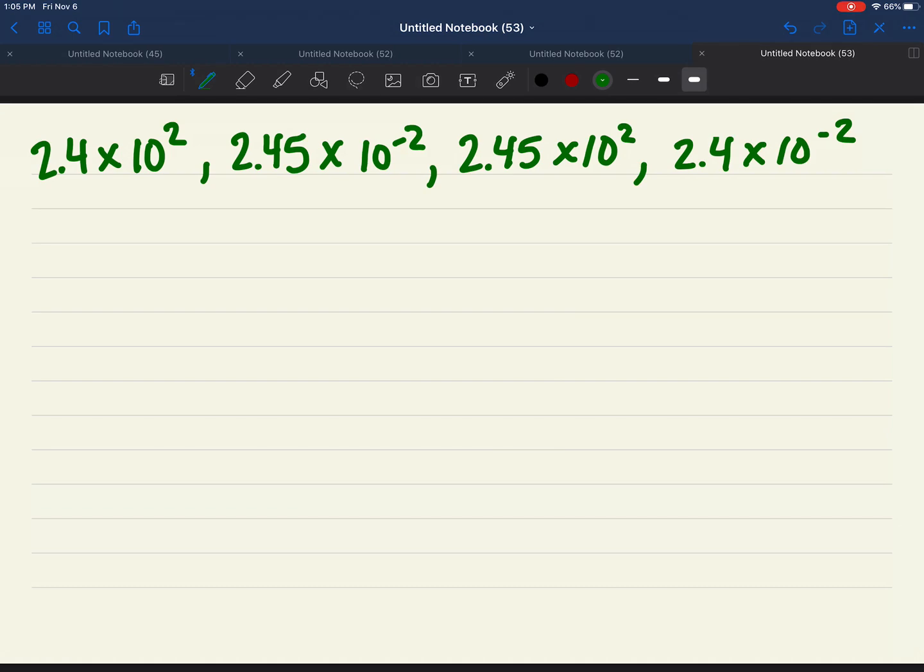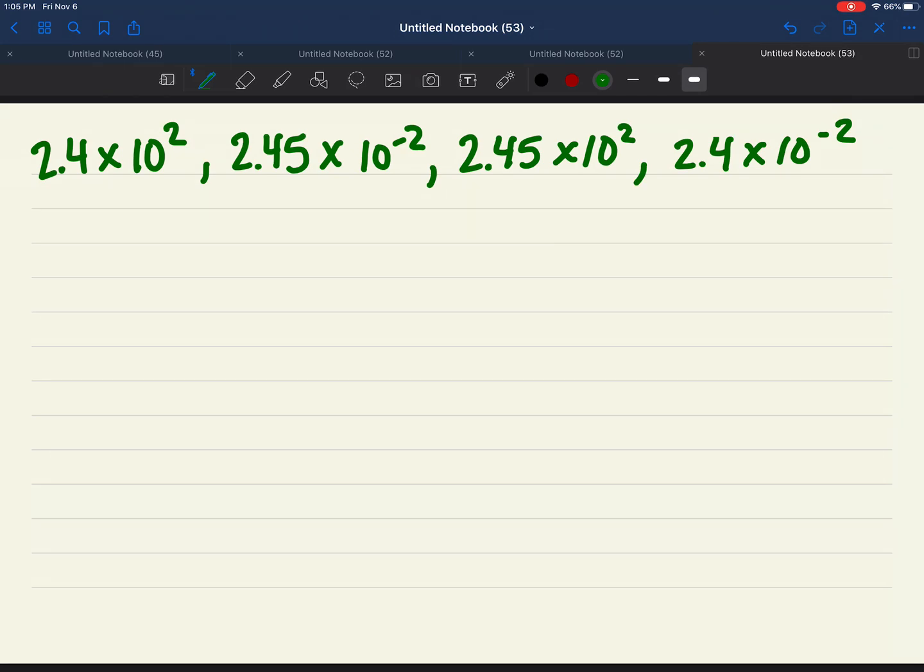Okay, now we're going to put these in order from least to greatest. Are they already all in the same form? Yeah, they're all in scientific notation, right? Do I need to move these into standard form? No, you don't have to, because you can compare exponents, and then if they have the same exponent, you can just compare the number, okay?